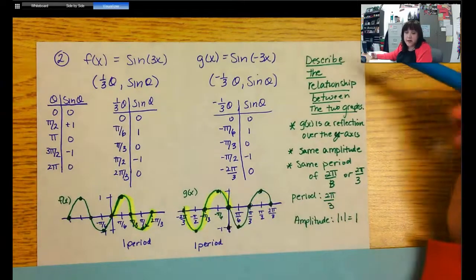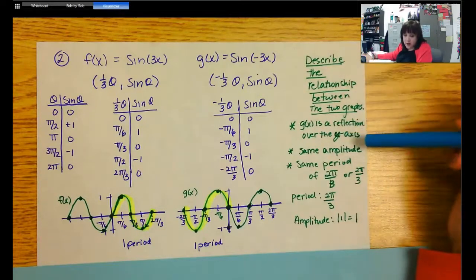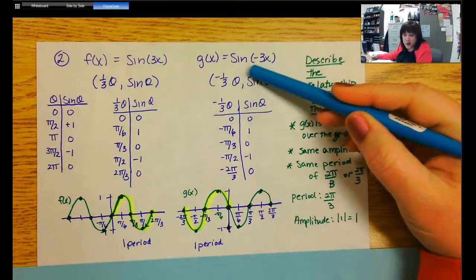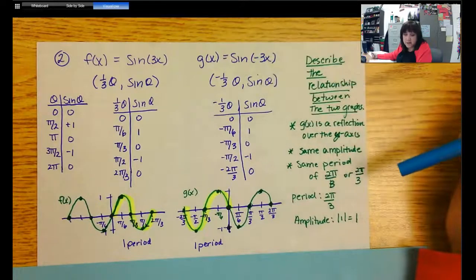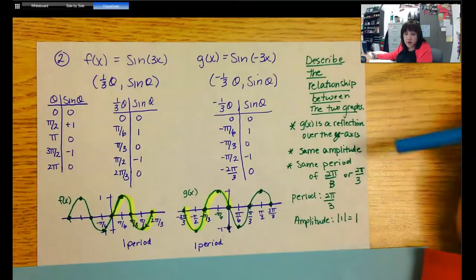As I'm looking at these, I want to think about, if I were going to describe these, what would the relationship between the two graphs be? First off, hopefully you can see g of x is a reflection over the y-axis, because we know that even if you didn't know the graph, you should know that from looking at the equation. They have the same amplitude because there's a 1 in front of each one.